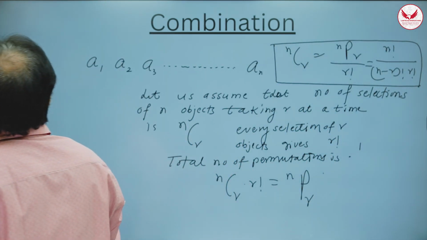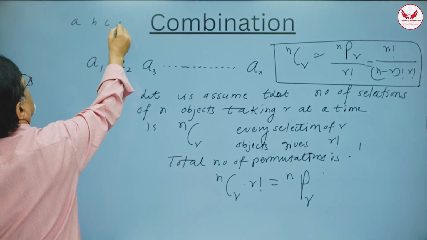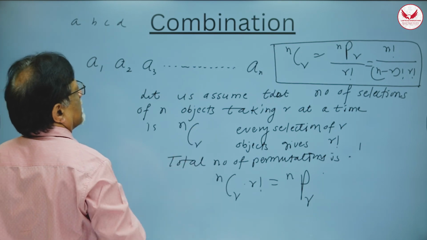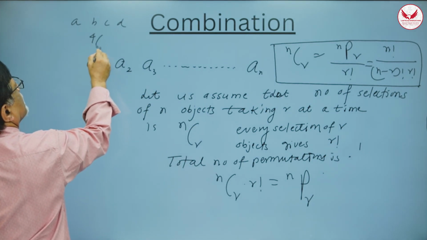So let us see whether it applies to our cases. For example, if there are 4 objects, A, B, C, D, and we have seen that there are 6 ways of selecting 2 objects, that means it is 4C2.